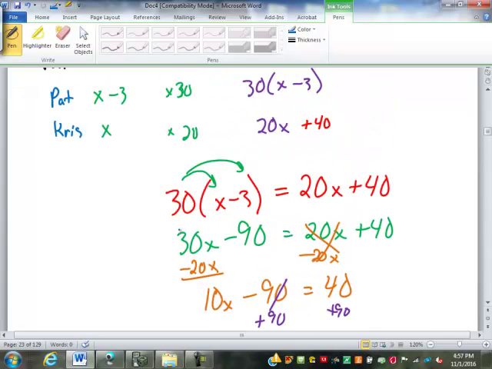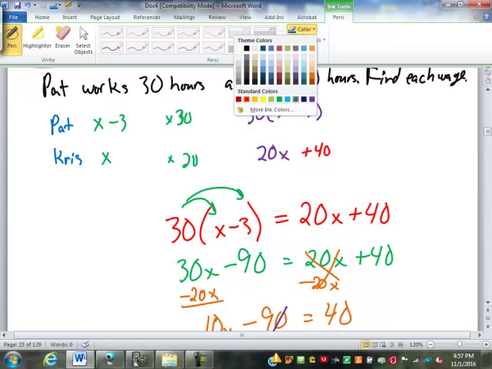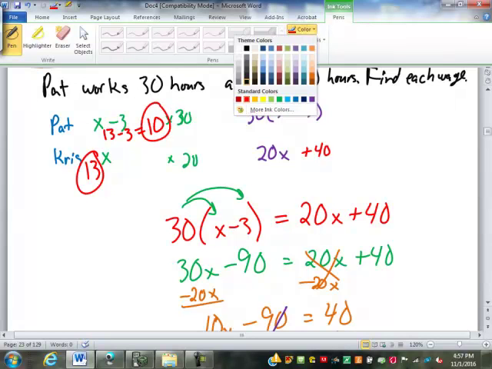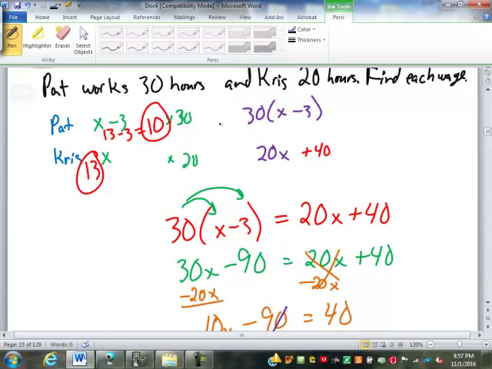No. X represents Chris's wage. Chris makes $13 an hour. What do we still have to do? Pat is X minus 3, so 13 minus 3 is 10. Pat's earning $10 an hour. Any questions?